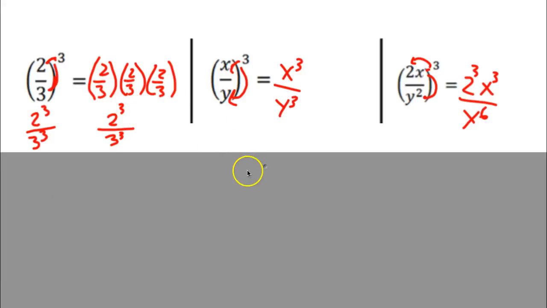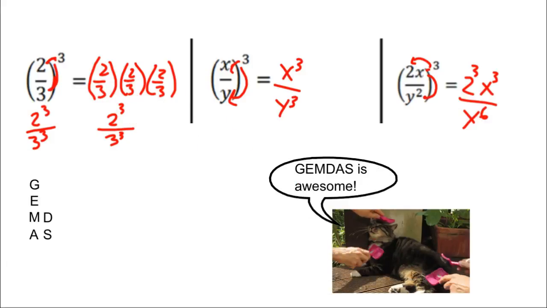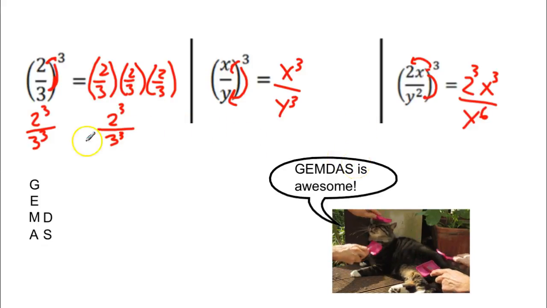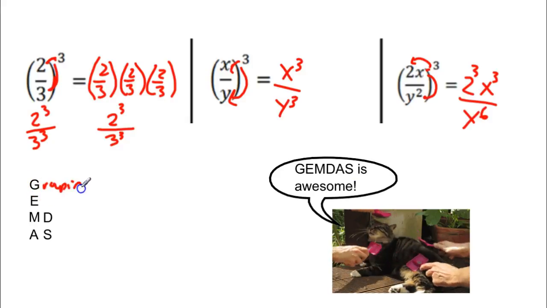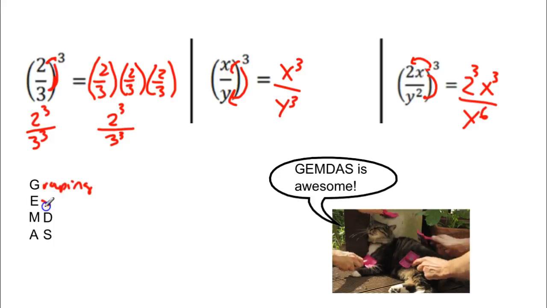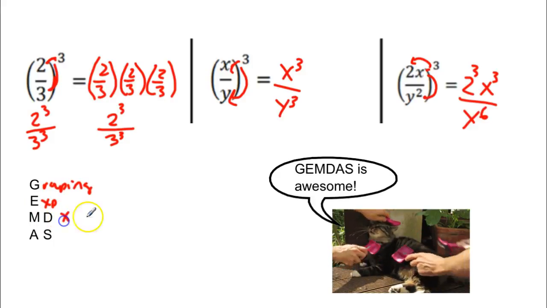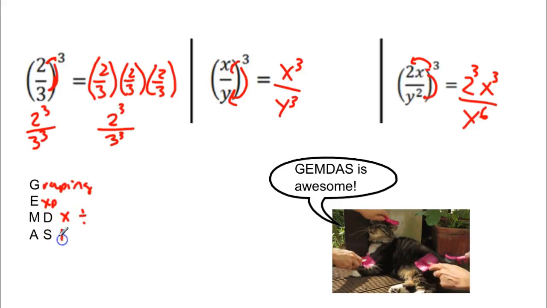All right, now we're going to have a little flashback. Let's see. Ooh, GEMDAS is awesome. Do you guys remember this? GEMDAS. So the G stands for grouping symbols. The E, that's for exponents. Multiply, divide. So we got multiply, divide, and then add, subtract. So that's how you do the order of operations.